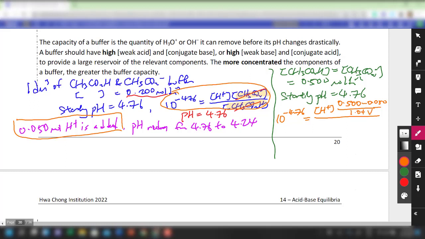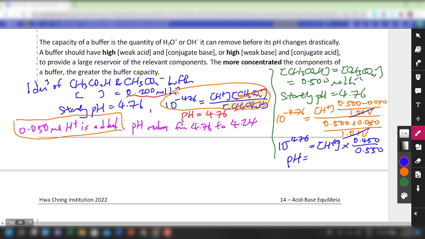I don't know what V is, but it doesn't really matter. And then the amount of ethanoic acid will increase by 0.050, and then this is divided by 1.0 plus V. And then I can just conveniently cancel out these two. So 10 to the power minus 4.76 is equals to the concentration of H plus, and then of course I multiply by 0.450 divided by 0.550. And then from here I will determine the pH.